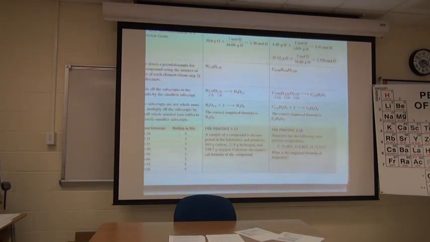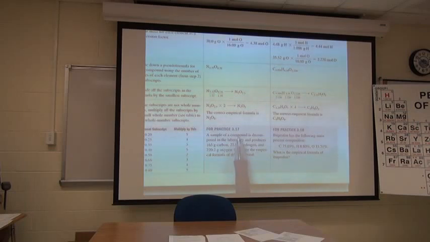Okay, for practice 3.17, let's see if you've learned this. If you've learned it good, as they say in the vernacular. Okay, a sample of a compound is decomposed in a laboratory and produces, write this down, 165 grams of carbon, 27.8 grams of hydrogen, and 220.2 grams of oxygen. Calculate the empirical formula. So, go ahead and calculate the empirical formula.